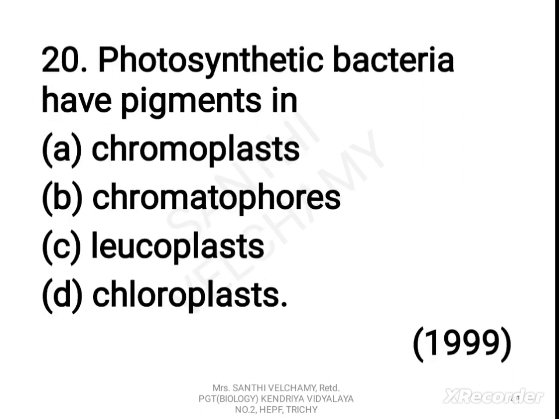Now next question. Photosynthetic bacteria have pigments in A. chromoplasts, B. chromatophores, C. leucoplasts, D. chloroplasts. The correct answer is B, chromatophores. Photosynthetic bacteria have chromatophores, which are membrane bound vesicular structures which are extension of cytoplasmic membrane. They contain photosynthetic pigments along with enzymes.